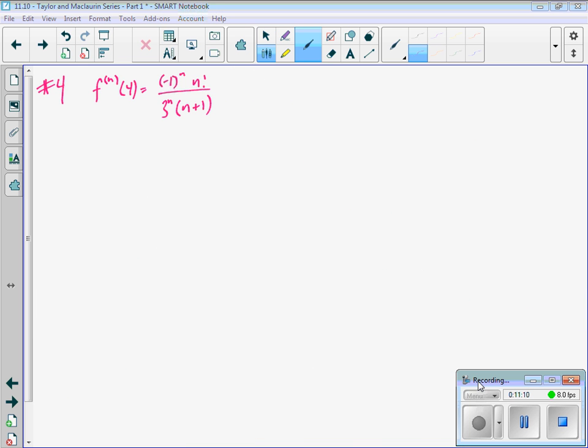Okay, we're going to take a look at 4. Find the Taylor series for f centered at 4. What does this even mean, this notation?